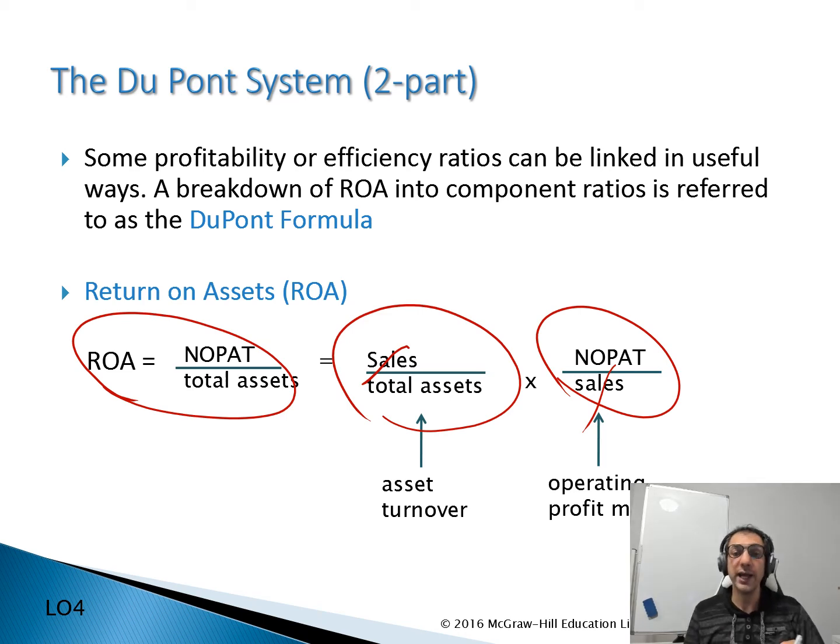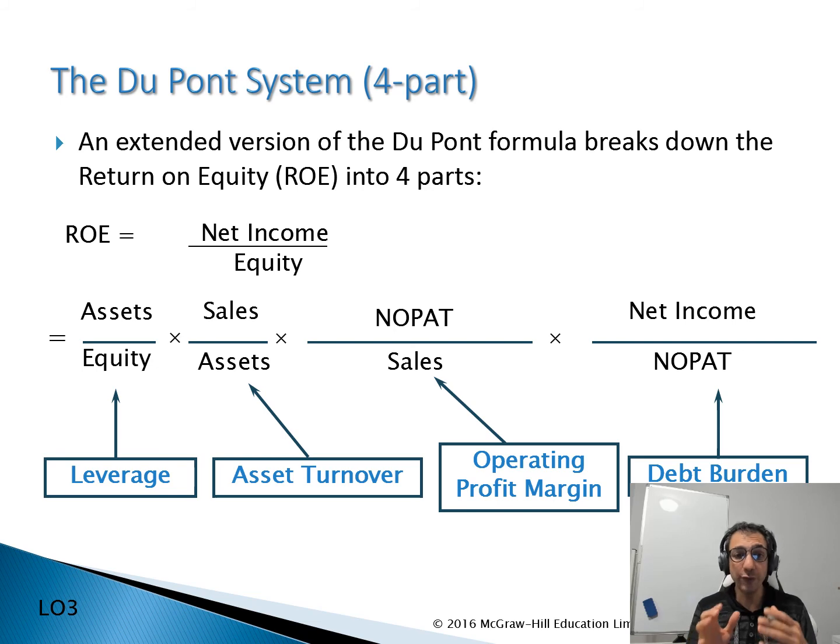So that's why it's better to look at DuPont system. It's better to look at these ratios instead of just looking at ROA to judge the performance of the company. You can even further advance your analysis regarding the performance of the company, and you can look at the 4-part DuPont system. So in the 4-part DuPont system, actually you're looking at leverage, asset turnover, profit margin, and debt burden ratio, as you see here. So here it provides you a deeper understanding of the performance of the company.